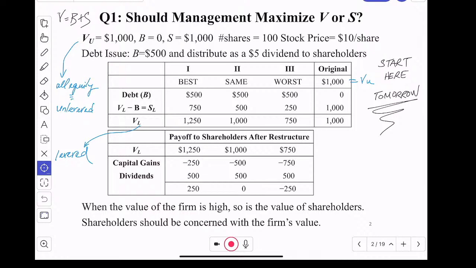So in fact, shareholders do care about the value of the firm. It does indirectly affect them. So we see when the value of the firm is high, so is the value of shareholders. When the value of the firm is low, well, shareholders lose value. They have negative payoff. So shareholders should be concerned with the firm's value. So that is the conclusion, or that is the answer to the first question. I hope that's better explained, or at least by demonstrating what I'm talking about, helps you understand better.